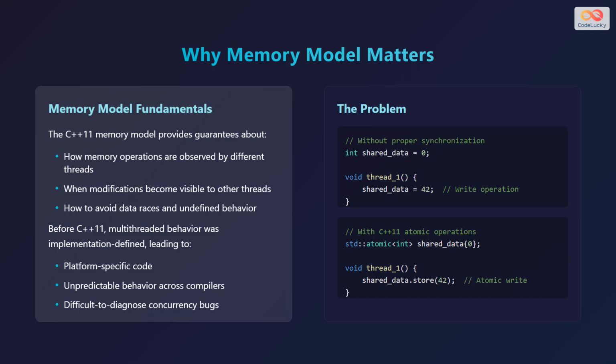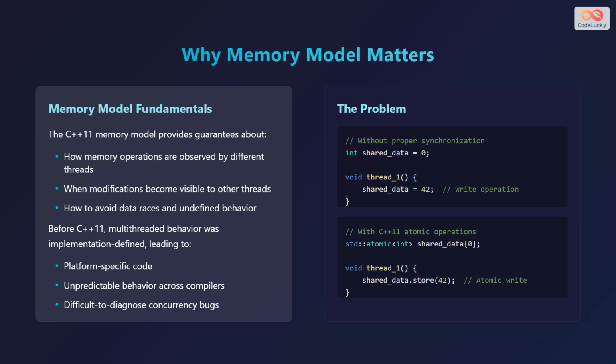Here are a couple of code snippets to illustrate the importance of the memory model. The first example shows the problem of data races and undefined behavior when shared data is accessed concurrently without proper synchronization. The second example shows how C++11 atomic operations can be used to solve this problem.